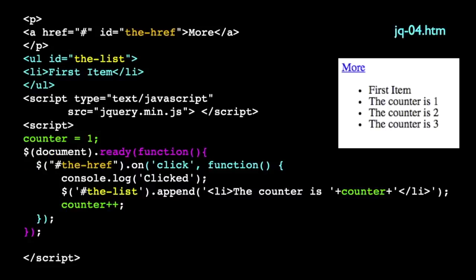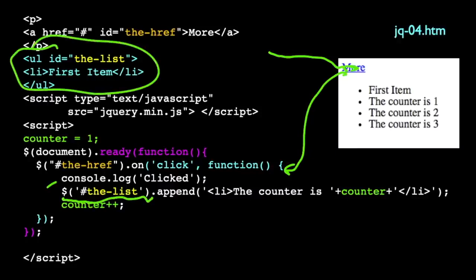So now let's walk through what happens when we click on more. We click on more, and jQuery has registered an event for us that says run this code. And so that's what it does. It jumps in and runs that code. Console log clicked. Counter plus plus, you know what that is. So then we're going to go grab that unordered list. That's this unordered list. And then we're going to call on that jQuery element the append method, and we're just going to give it some text.